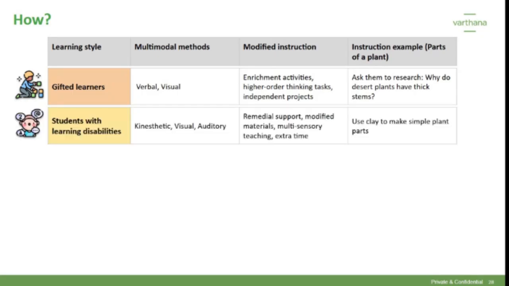Then students with learning disabilities, again, they can be taught through mixed methods. And more important for this is a lot of remedial support has to be given, give them modified materials as suitable according to their learning disability. Then multisensory teaching has to be done, and also giving them extra time. So example with parts of a plant, maybe you're using a multisensory method here, then you're giving clay and asking them to create a plant and label the parts of the plant there.